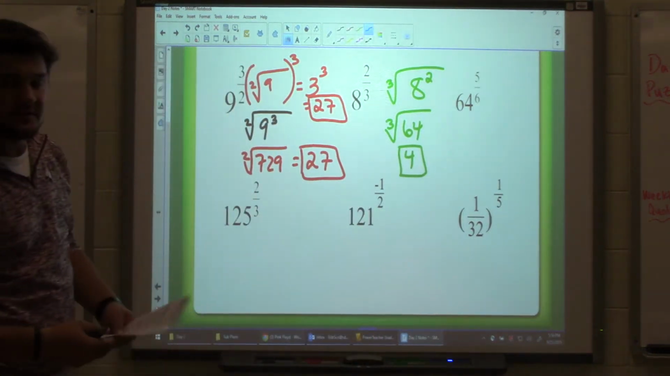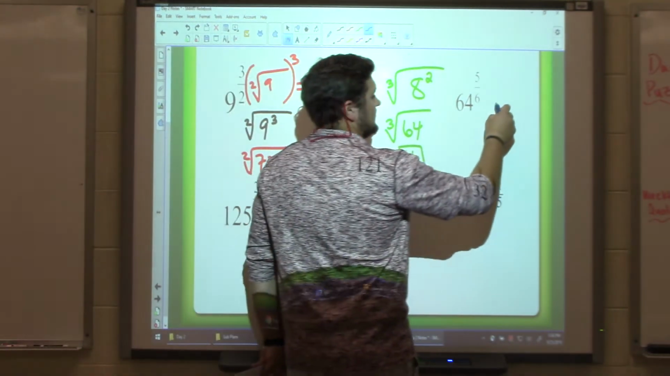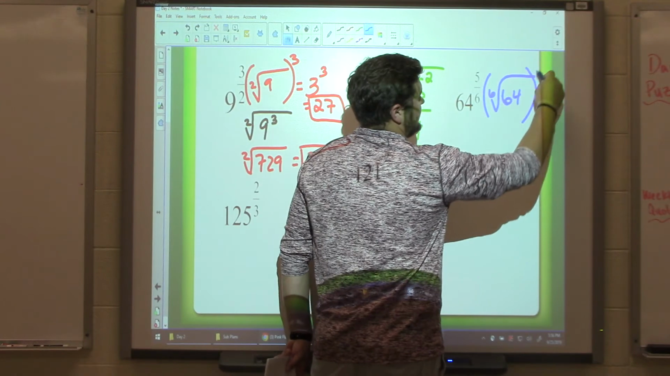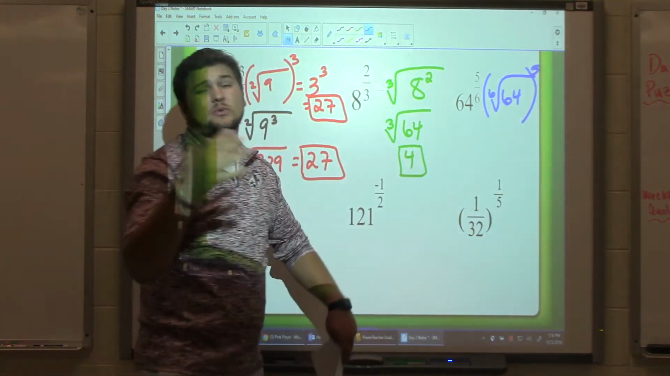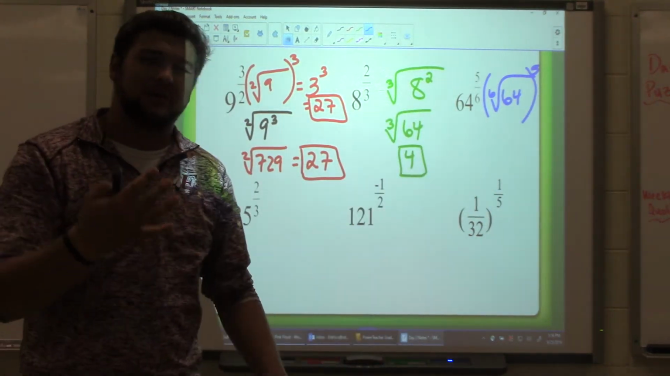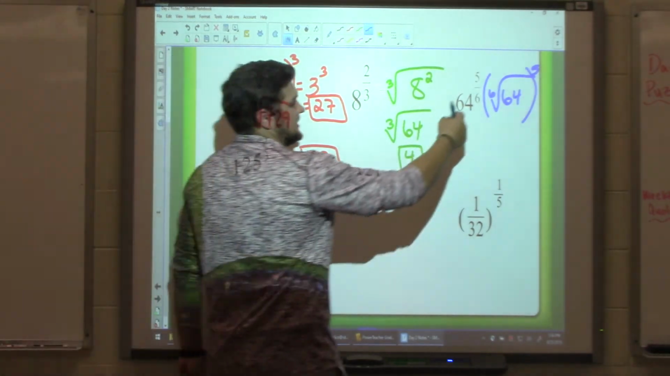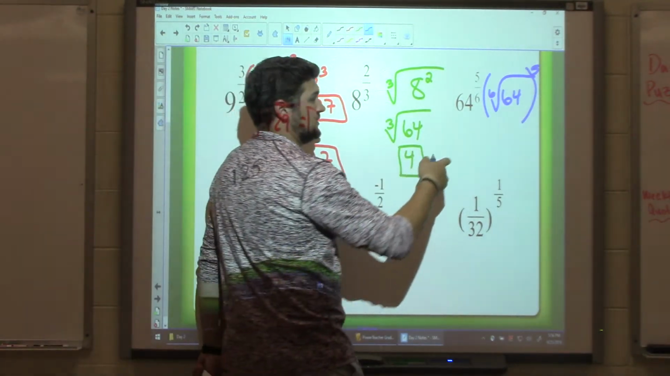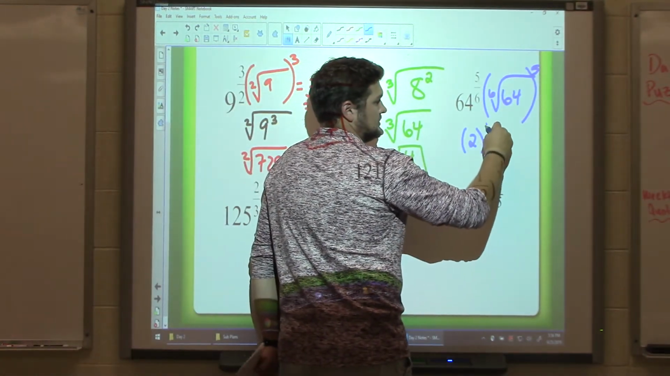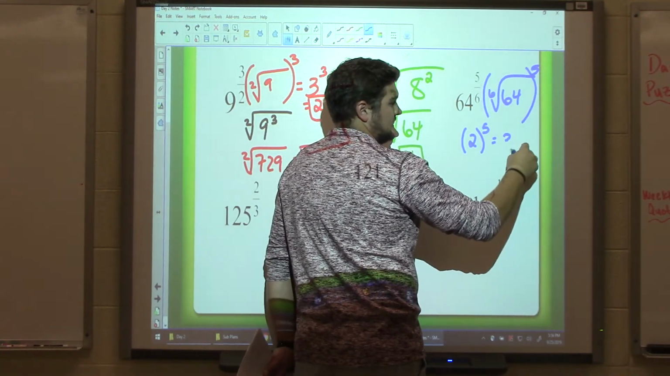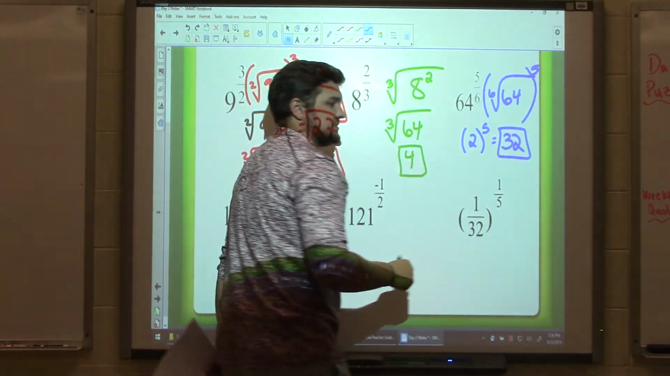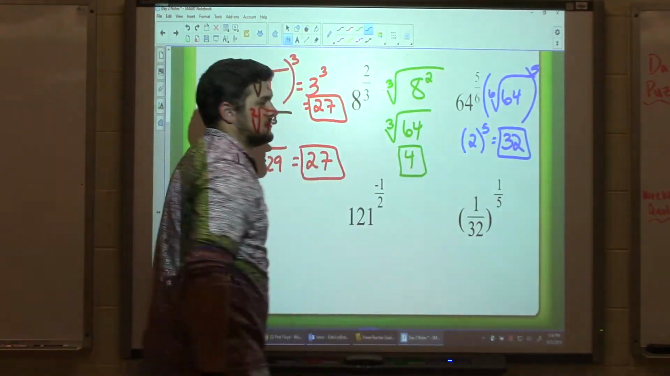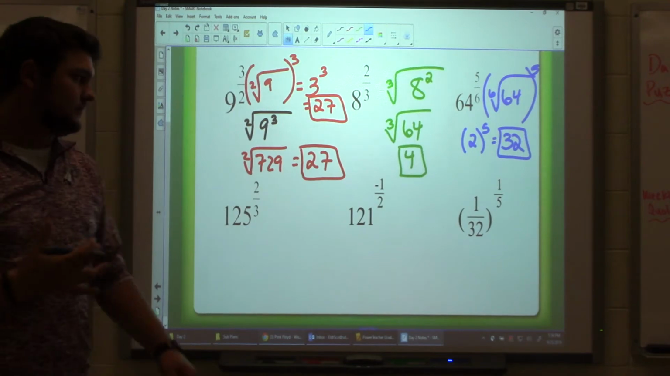Our third one, 64 to the 5/6. This one, we're going to take the 6th root of 64, and we're going to raise it to the 5th power. Like I said, it doesn't matter how you write it. I'm going to write it this way because it's a little bit easier to do without a calculator like that. So the 6th root of 64, well, what to the 6th power gets me 64? I know that's 2. So 2 to the 5th power is going to be 32. And that's my answer. Alright, so you can write it a couple different ways. Sometimes it's beneficial to write it one way over the other.